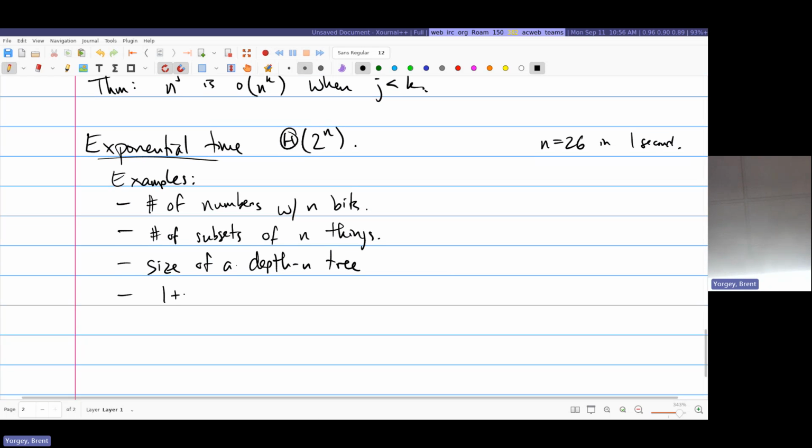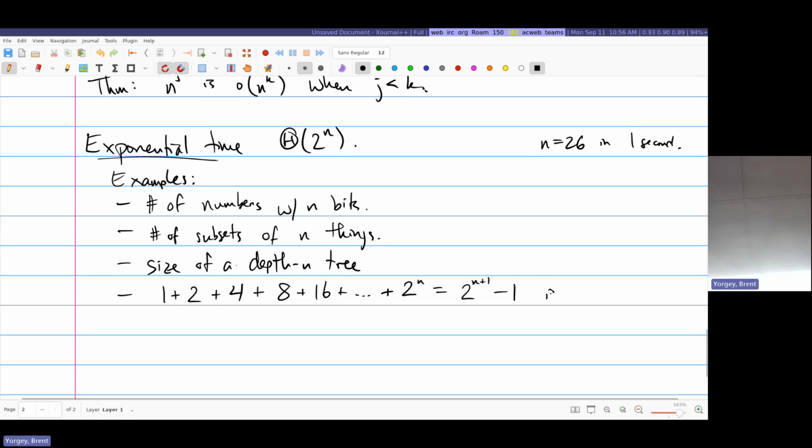Also, 1 plus 2 plus, this is another common thing that happens. We're not adding up like 1 plus 2 plus 3 plus 4 plus 5. We're just adding up bigger and bigger powers of 2: 1, 2, 4, 8, 16, and you go up to some 2 to the n. This is actually equal to 2 to the n plus 1 minus 1. But that's basically 2 times 2 to the n. So this is theta of 2 to the n.